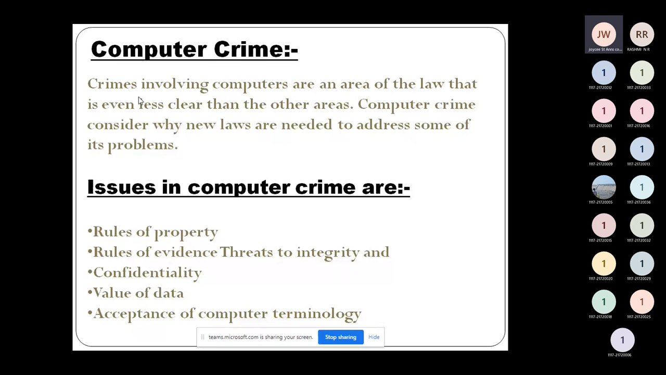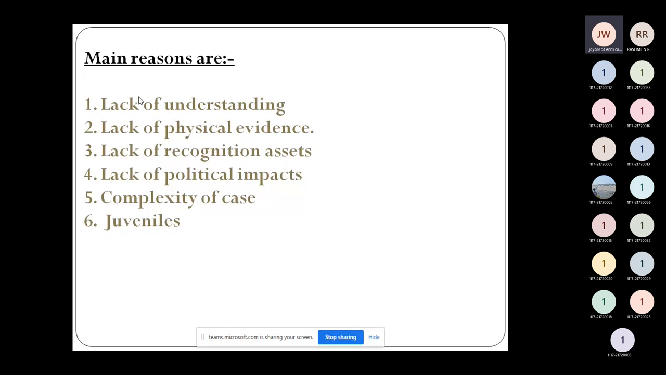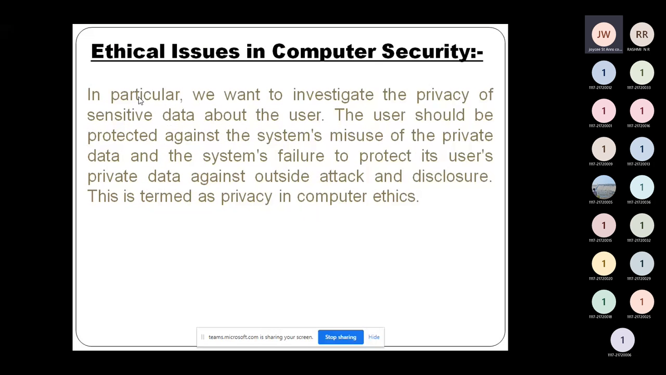There is also lack of physical evidence. We touch on the physical evidence also. Lack of recognition as such, and lack of political impact. These are the different reasons why they are facing these issues. What type of issues come under computer crime? These are the issues, how they are facing computer crime, and the ethical issues in computer security. Just now we have seen what ethics is and what issues we are facing in computers.